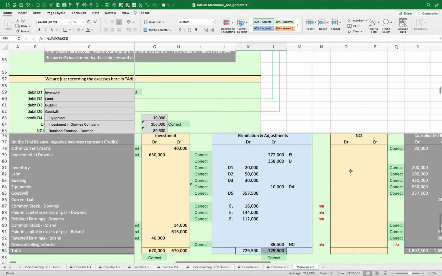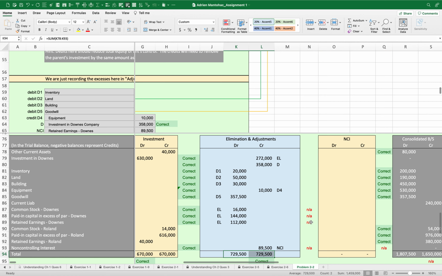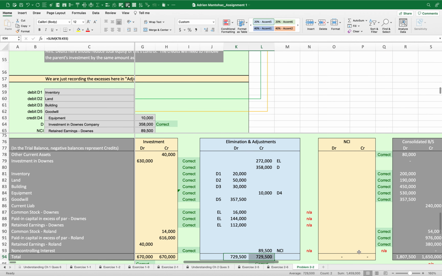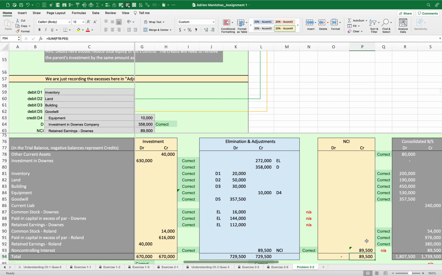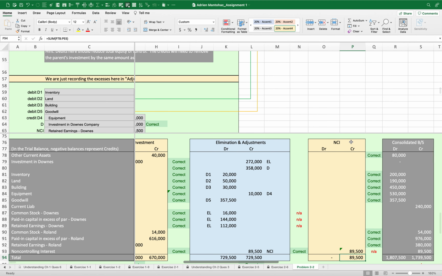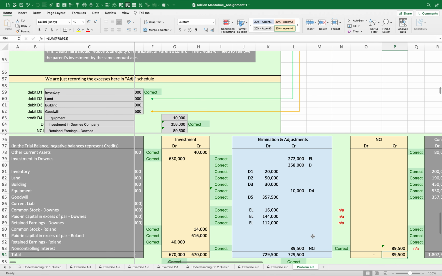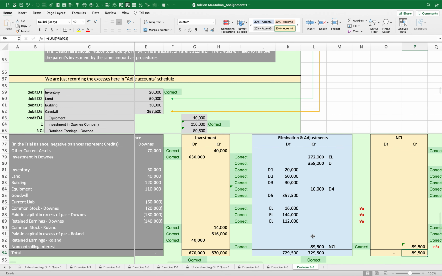And now we are going to simply segregate the non-controlling interest's equity by simply moving this guy over here, 89,500, just to show that these columns belong specifically to the non-controlling interest, and we're not going to break that down amongst its constituents. We don't really care about the non-controlling interest. We just want to show it on the consolidated as part of equity that's not under our control.